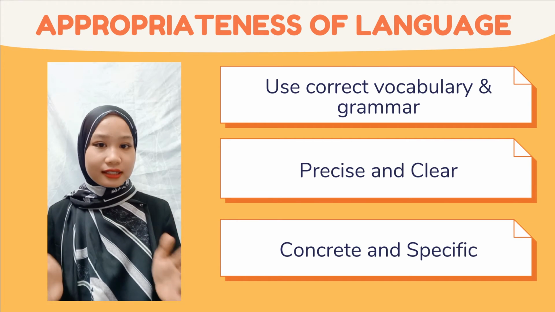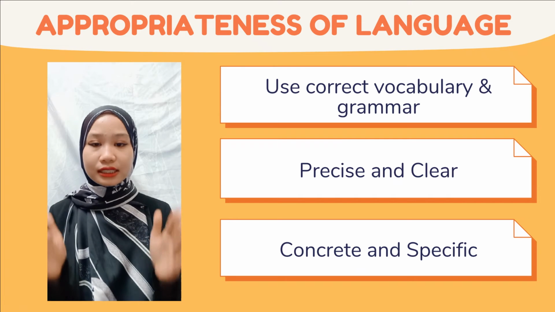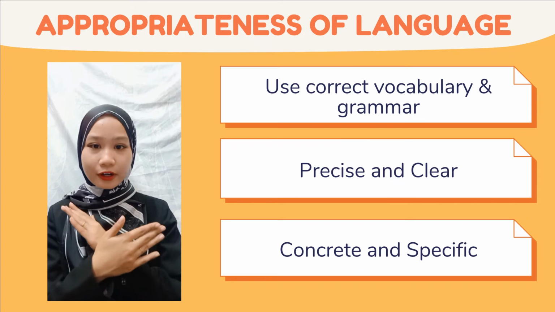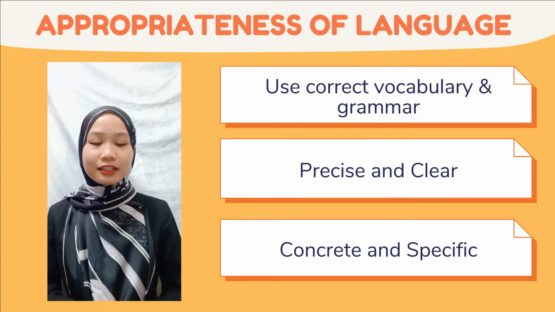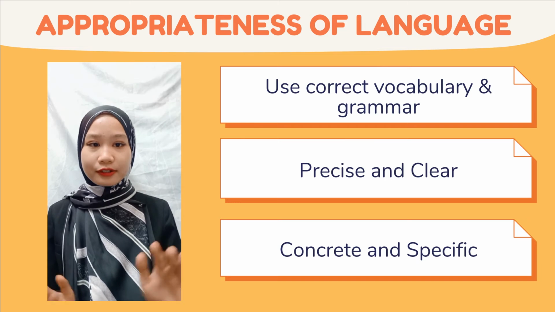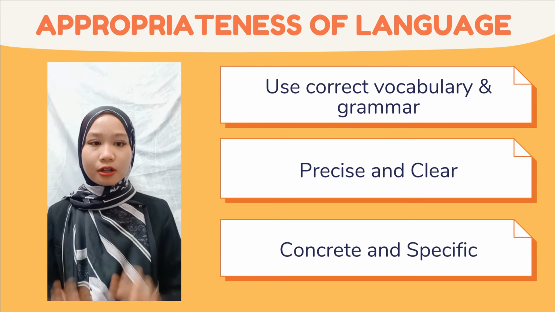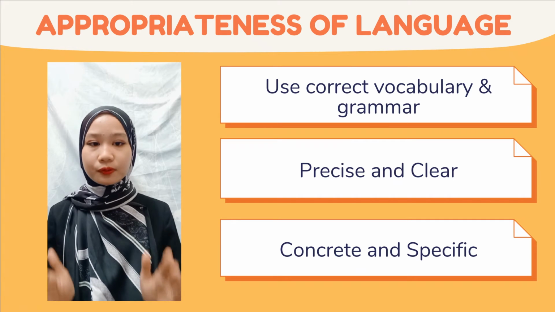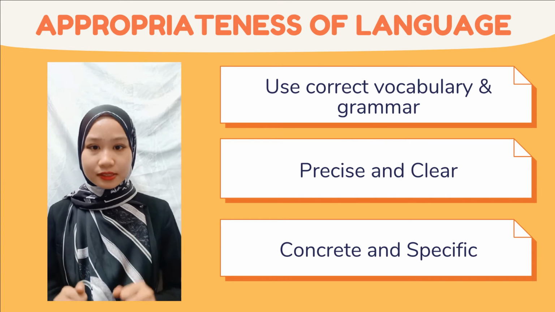For this reason, it is important to choose language which is as precise and clear as possible, which is to avoid unnecessary jargon and define any technical vocabulary you must use. Number 3 is concrete and specific. Concrete language includes description with an image with detail the reader can visualize.